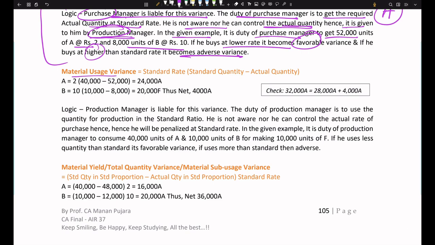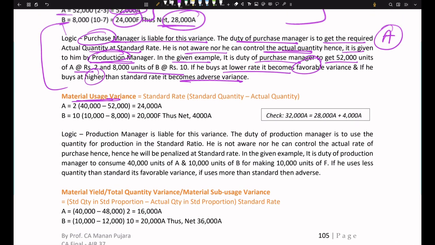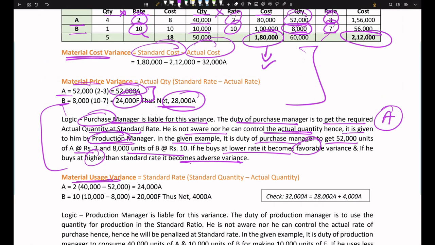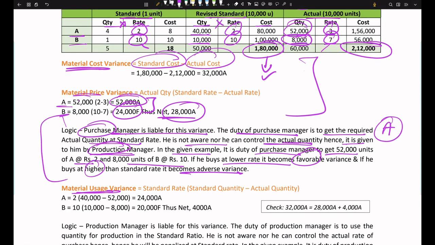Next is the material usage variance. Here we will see the difference in quantity, and the price we will be taking as standard, 2 and 10, which is given. So the standard rate we will be multiplying by the standard quantity minus the actual quantity. If the actual quantity is more than the standard quantity, then the variance will be adverse.